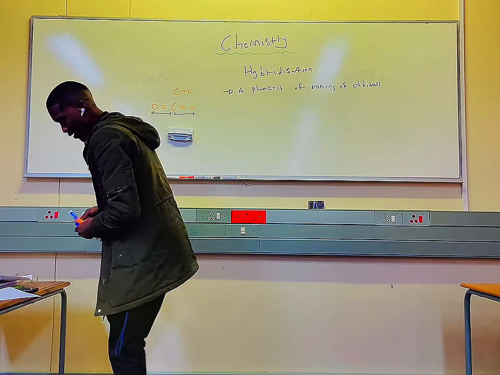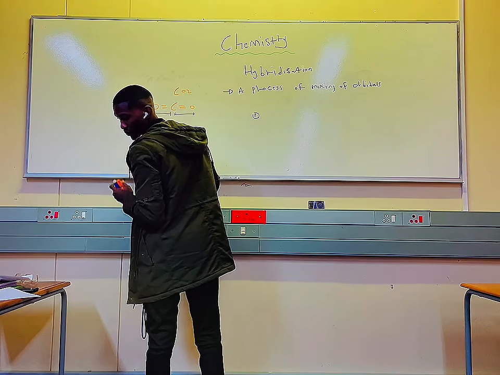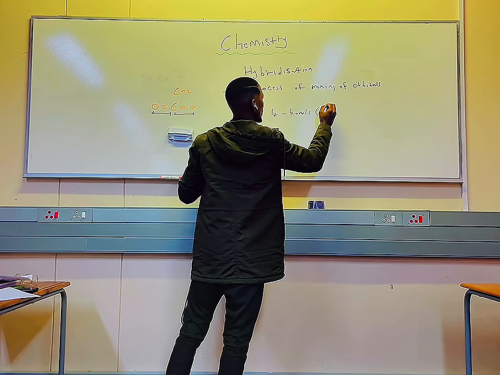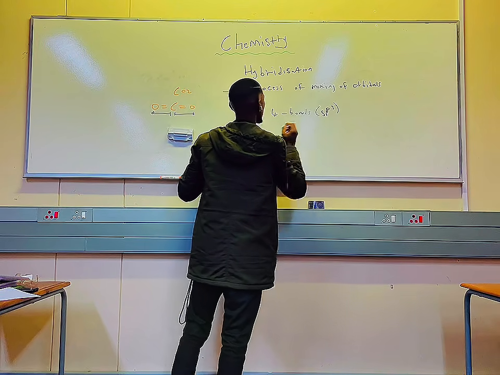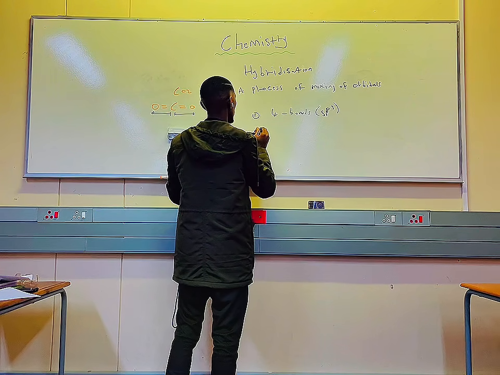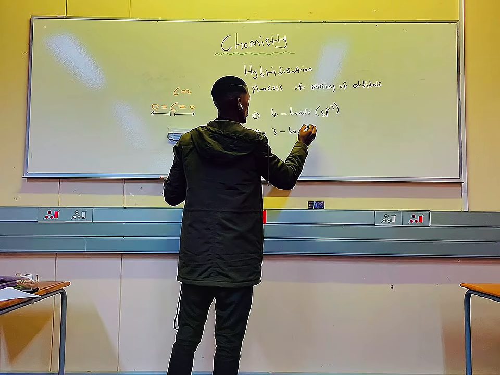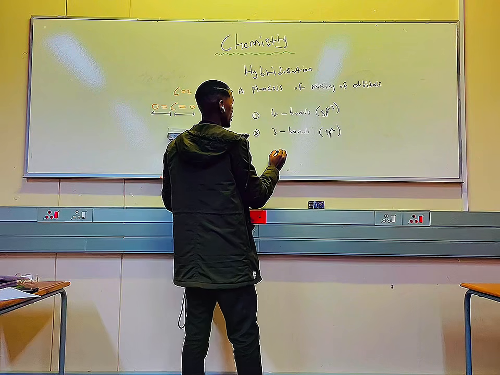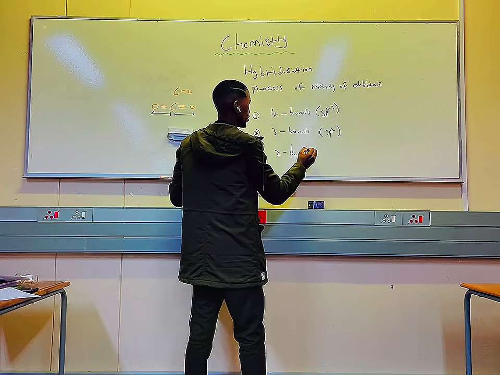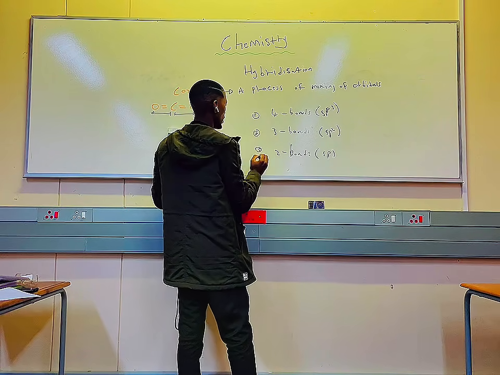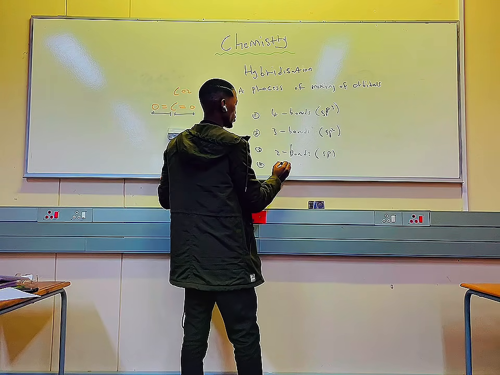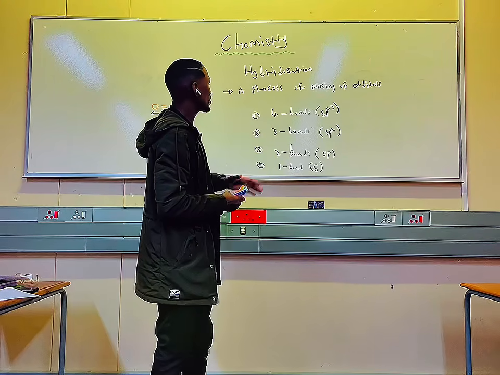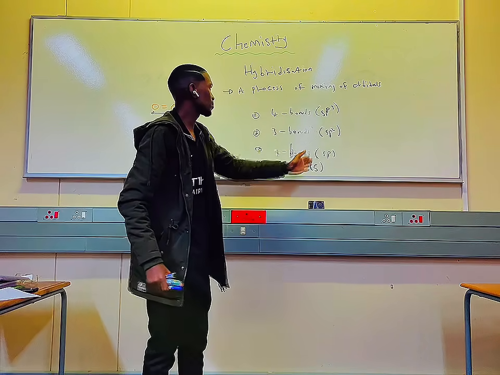This is what I wanted to show you. If 4 bonds, we talk about sp3. To summarize, number 2, 3 bonds, we are talking about sp2. Number 3, 2 bonds, we talk about sp. And number 4, 1 bond, that's your s orbital. So these are the 4 types of hybridization.